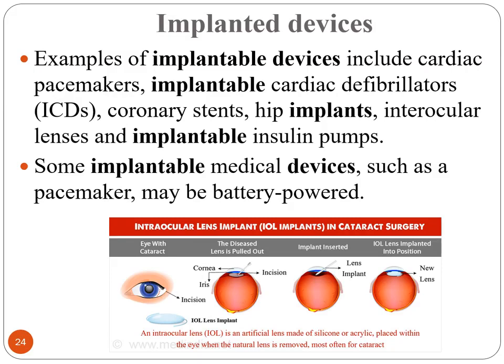Some implantable medical devices such as the pacemaker may be battery powered, so they must have a battery to provide the electrical current to the heart so that it acts as an artificial pacemaker. This is an example of the intraocular lens implant used in cataract surgery.